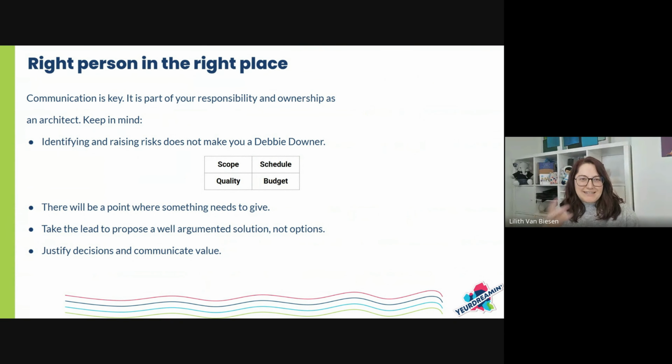And as you can see, it's really about having the right person in the right place. And one of those things in having the right person in the right place is keeping in mind what your role is. So we started by discussing what the role of an architect is. And we know that they are a leader, that they have some responsibilities and some ownership to take. And in that, communication is key.